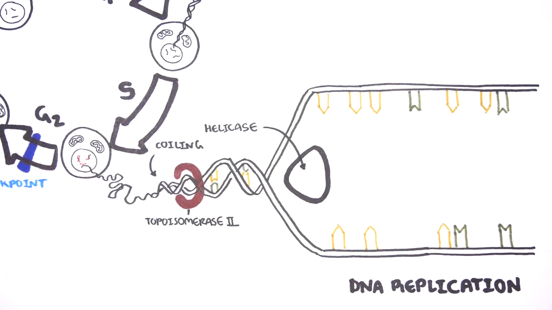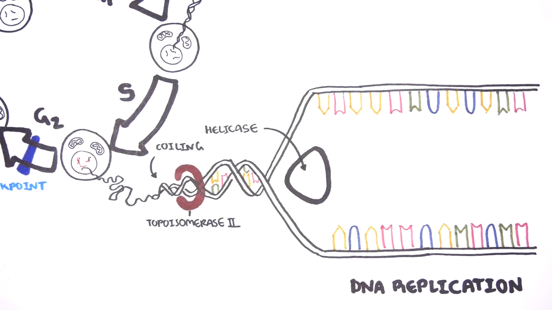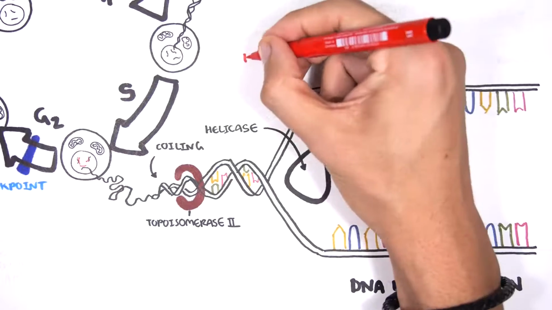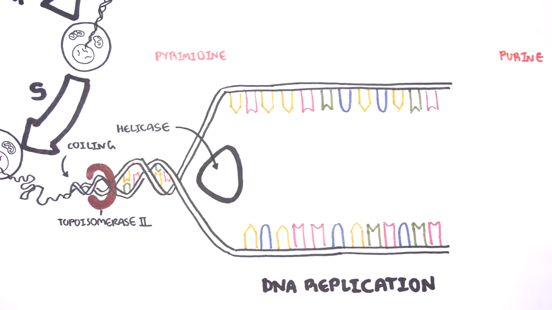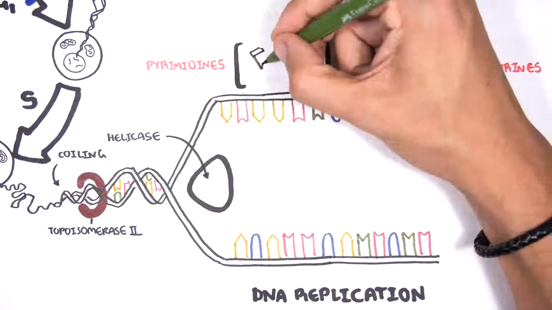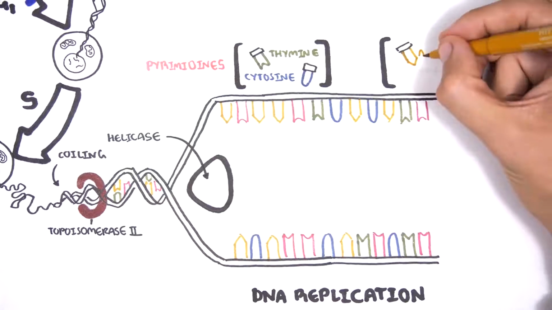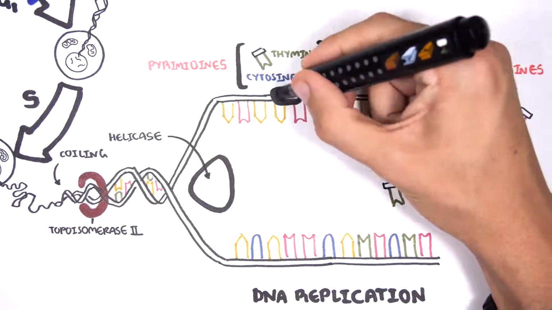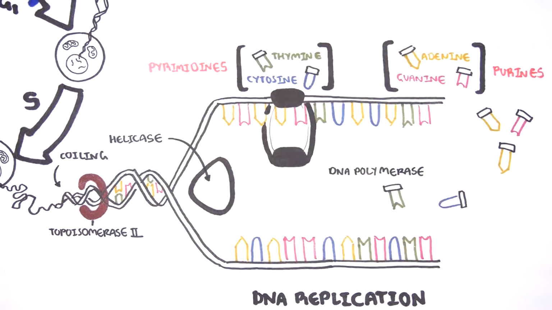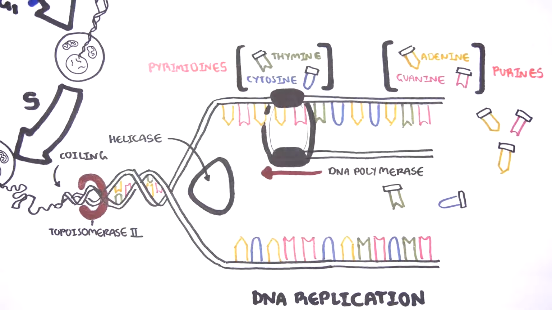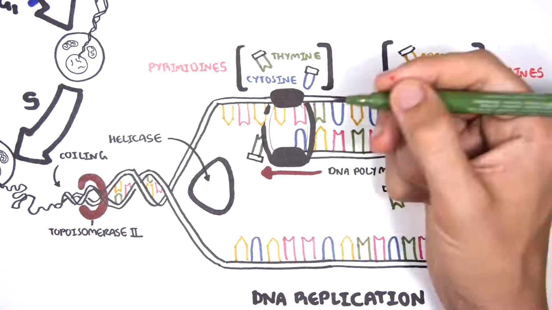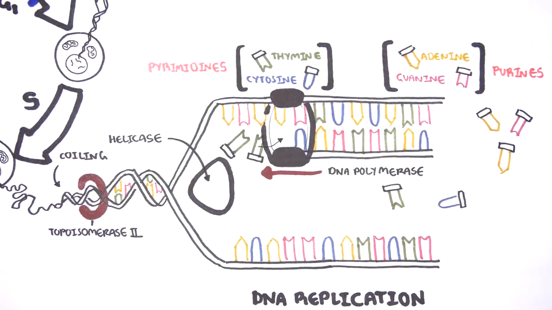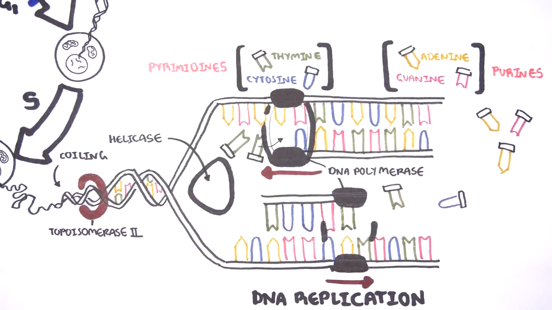Now, there are 4 types of nucleotides as mentioned in DNA. These nucleotides can be divided into 2 groups: pyrimidines and purines. Pyrimidines include thymine and cytosine, and purines include adenine and guanine. So what happens is a double-stranded DNA gets unwound by helicase into 2 separate strands. Another enzyme called DNA polymerase will create a new strand on both strands. The new strand following the helicase is the leading strand. The lagging strand is the strand that is created in segments.